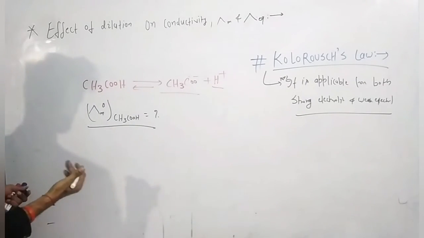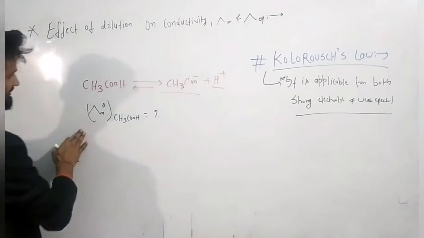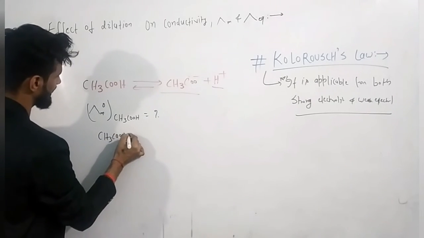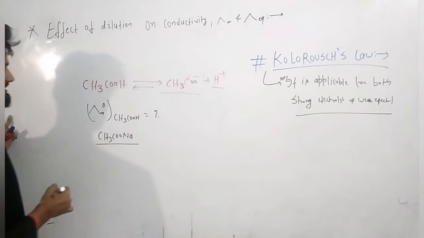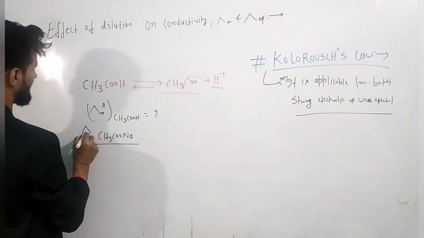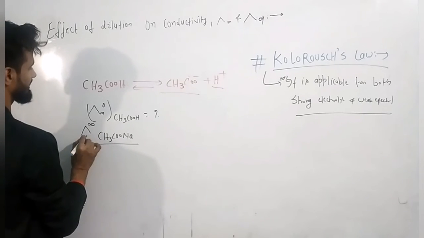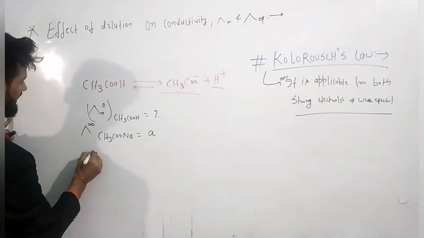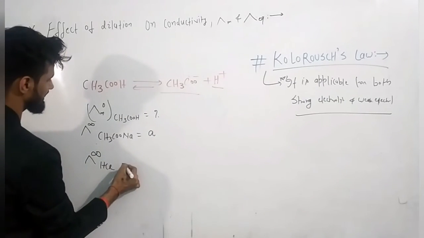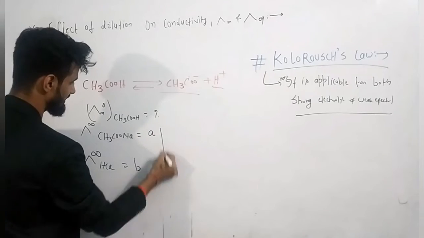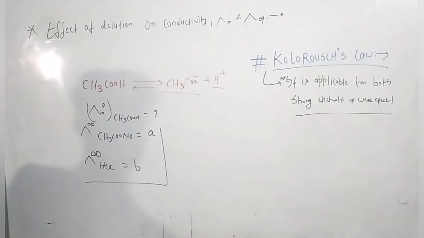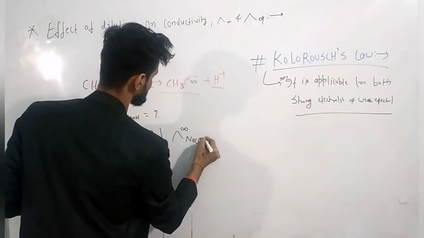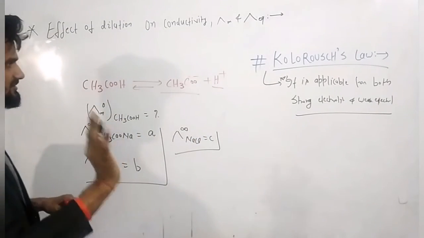So understand one thing, how will we calculate? In this case, we are going to use CH3COONa. Assume kappa infinite for CH3COONa is equal to A, kappa infinite for HCl is equal to B, and kappa infinite for NaCl is equal to C. This will be given, so you don't have to be confused.